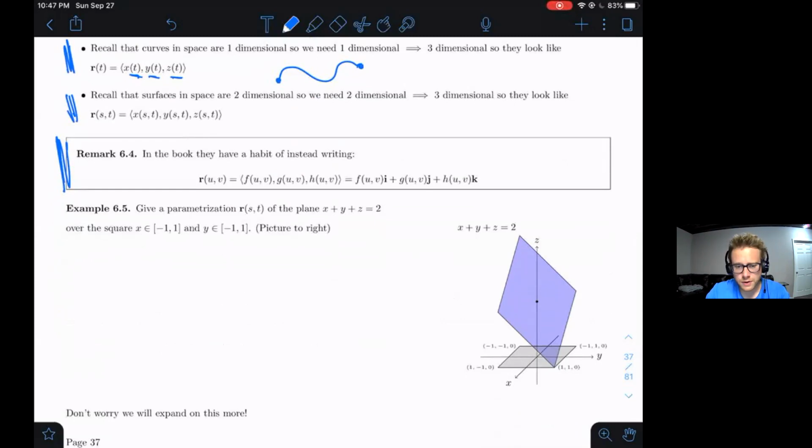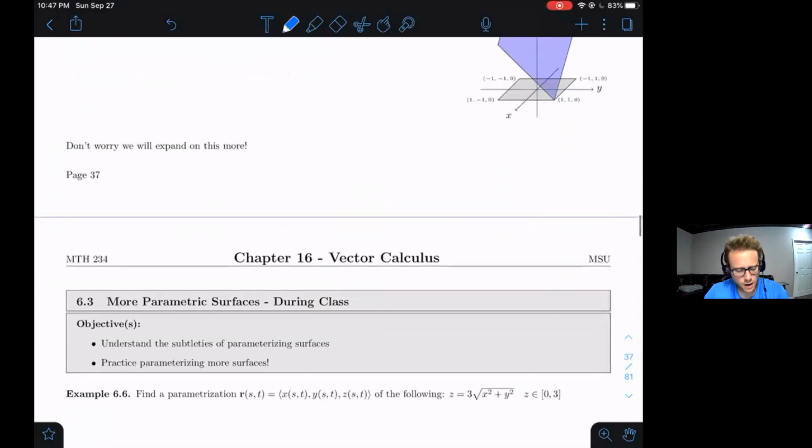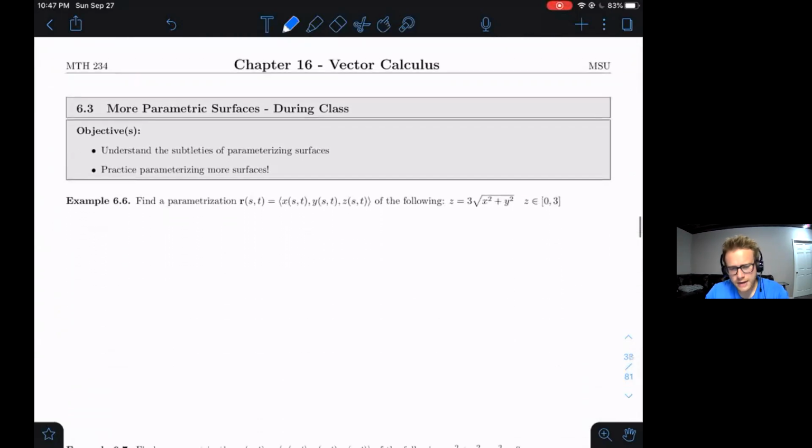Sometimes we don't use any of those. Anything can really be used as a variable, but those are the most common ones. And then we do this parametrization here. Okay, so on to the new stuff. If you'd like to watch that video, please pause this one, go do that, come back. Let's go ahead and do a few more problems.